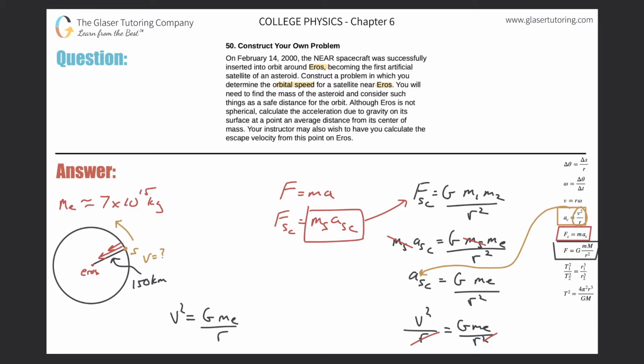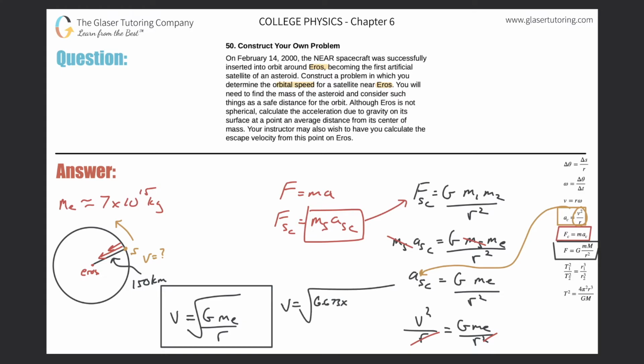So just to save a little space, why don't we just do that right off the bat here? I'll erase that. And then we'll put the square root sign here, and voila, there's the equation. So now let's just plug it in. It's going to be the square root of the gravitational constant, which is 6.673 times 10 to the minus 11, multiplied by the mass of Eros, which was 7 times 10 to the 15th, all over the radius, which we said was about 150 kilometers. But remember, we have to do this in terms of meters, so just add 3 zeros.